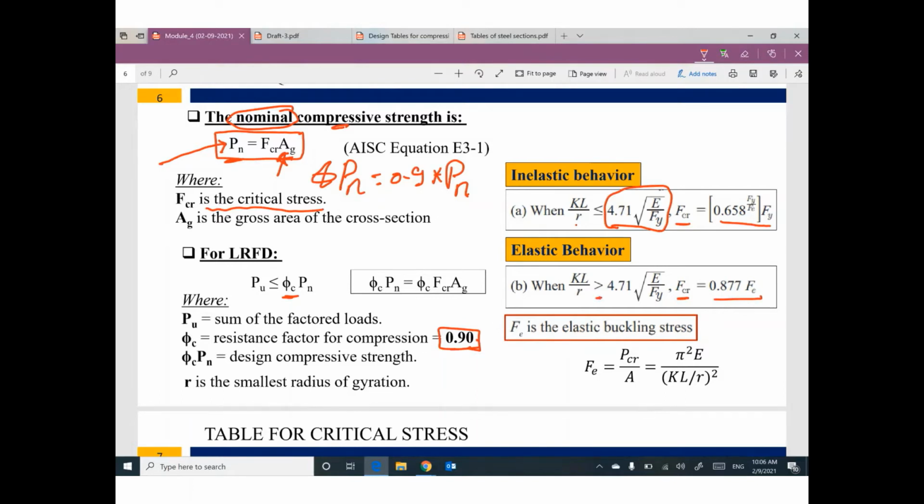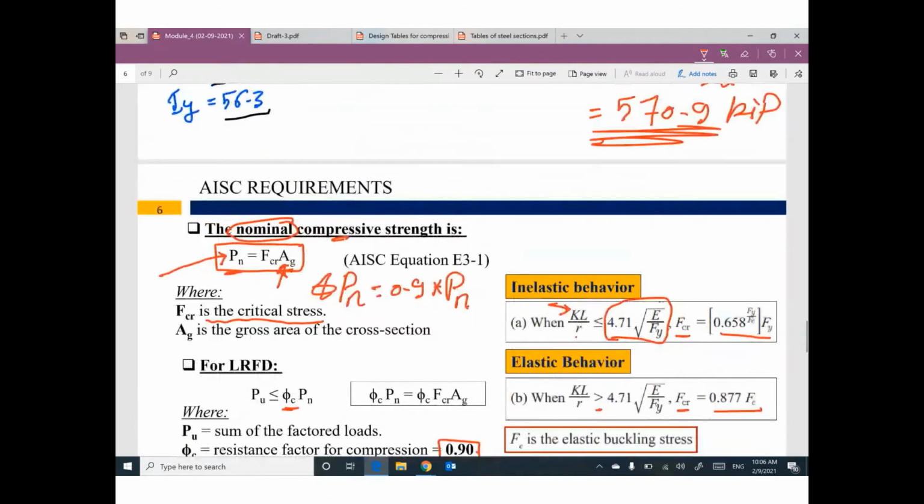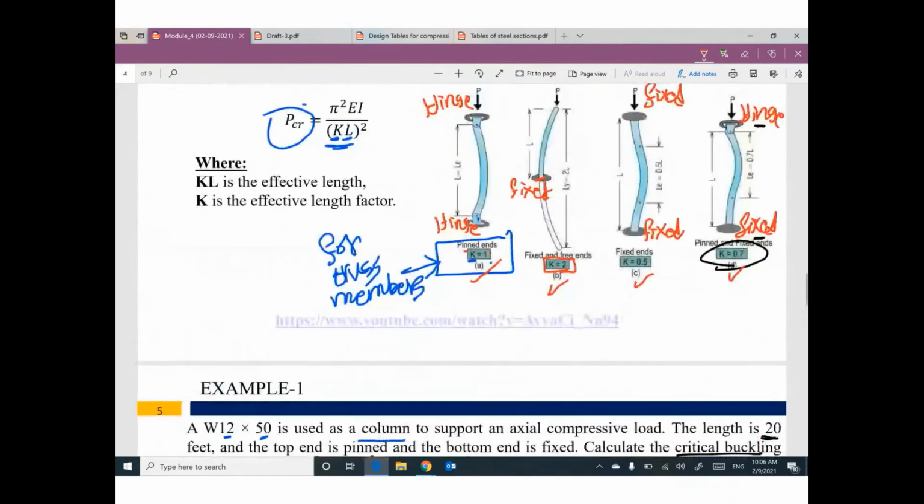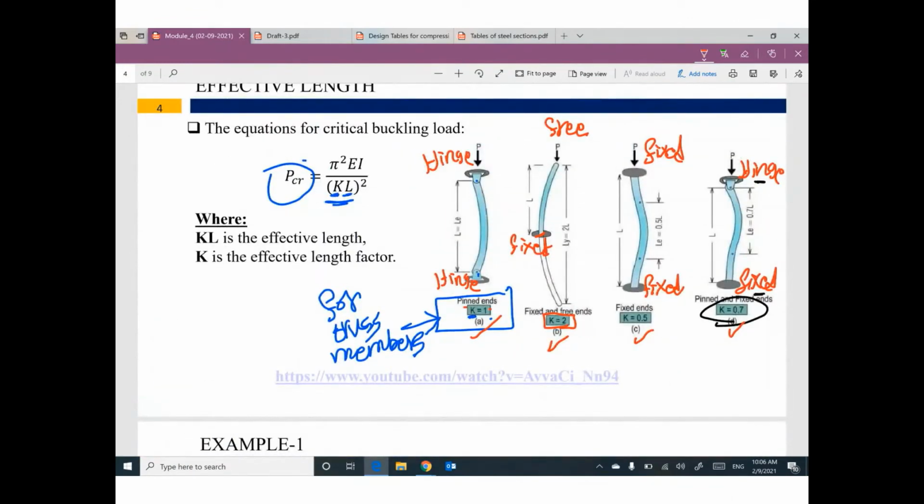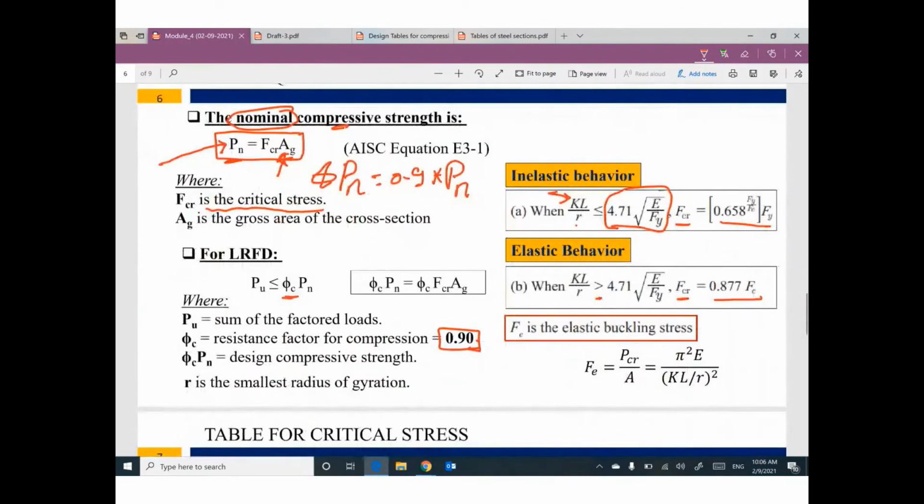Just to give you a hint, we understand what is the meaning of K. Just to remind you, K depends on the end conditions of the member. For your information, for any truss member, we have this scenario, K equal 1. L is the length of the member. r, we have two values of r. r is the radius of gyration. We have rx and we have ry. I'm gonna use the smallest value based on the values in the table.